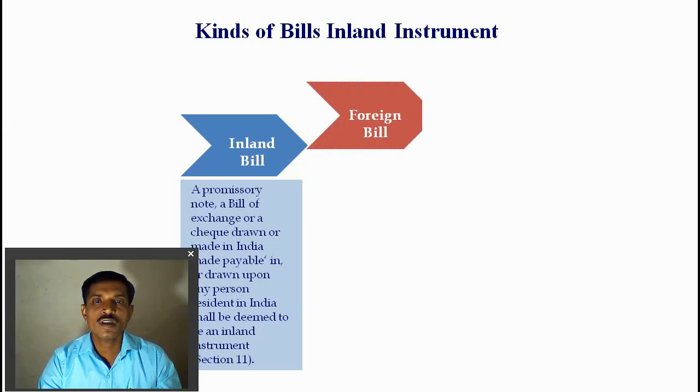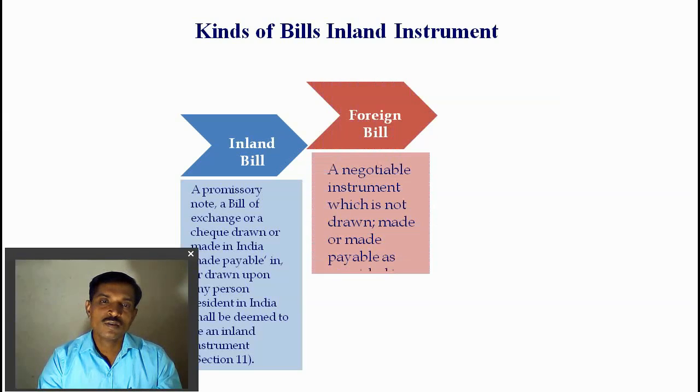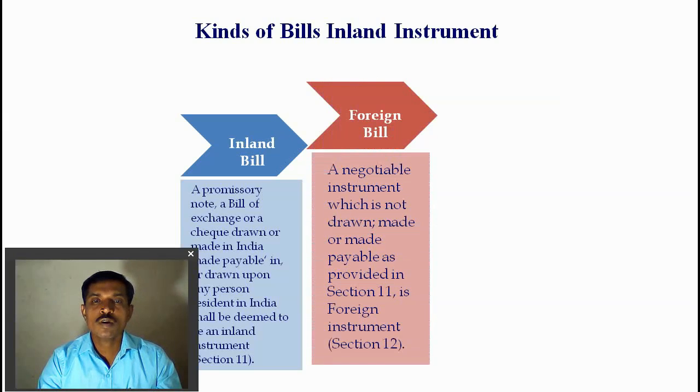The next is the foreign bill, a negotiable instrument which is not drawn, made or made payable as provided in section 11, is a foreign instrument under section 12. So under section 11, a bill which is made in India is the inland bill, and which is not mentioned in section 11, under section 12 it is the foreign bill.